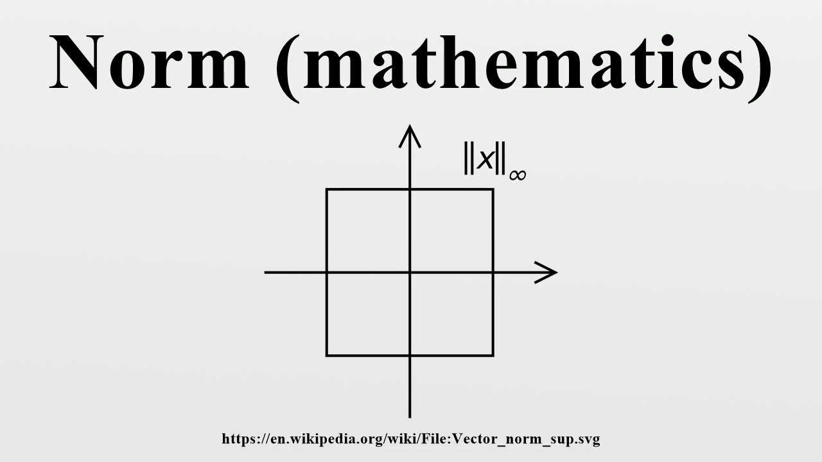A simple example is the two-dimensional Euclidean space R2 equipped with the Euclidean norm. Elements in this vector space are usually drawn as arrows in a two-dimensional Cartesian coordinate system starting at the origin. The Euclidean norm assigns to each vector the length of its arrow. Because of this, the Euclidean norm is often known as the magnitude.